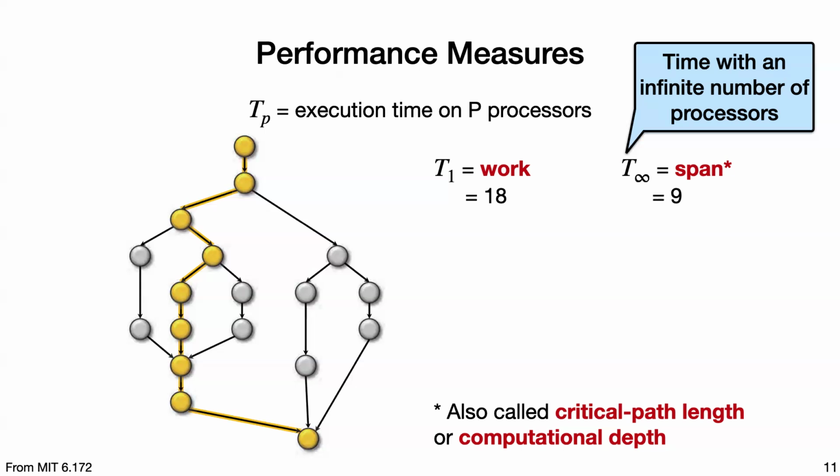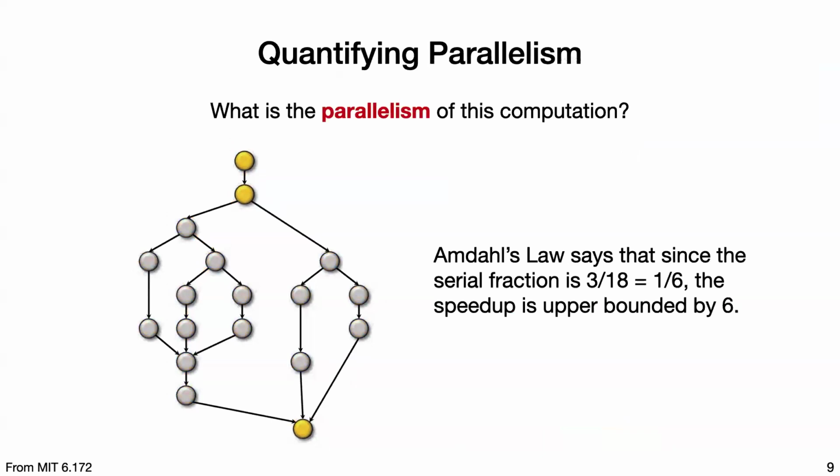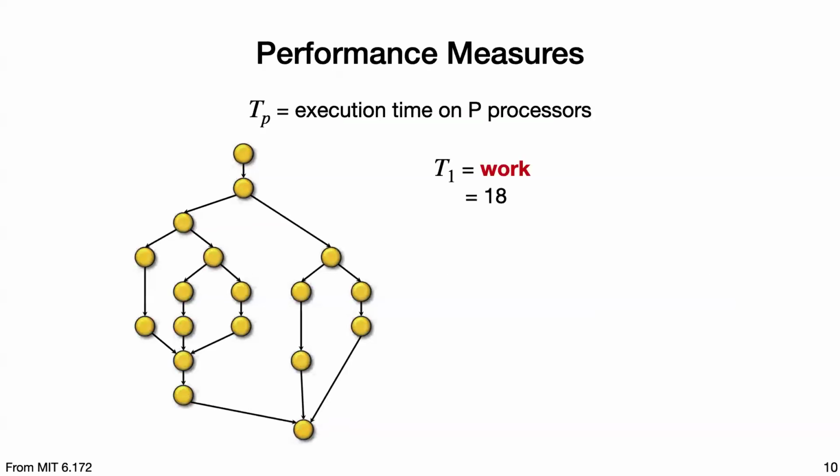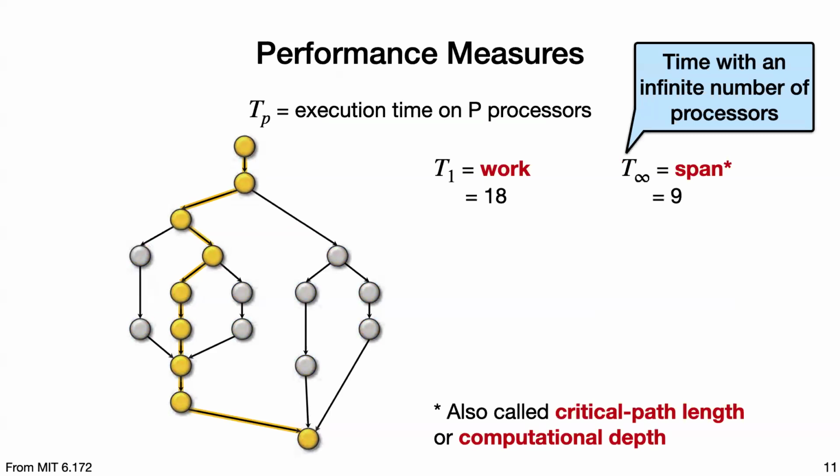Good question. So here, the serial fraction was 3, because the serial fraction doesn't count any part that can be run in parallel. So that's not counted in the serial fraction. But span does count. Span is like, you can think of it as the longest chain of dependencies through your computation.